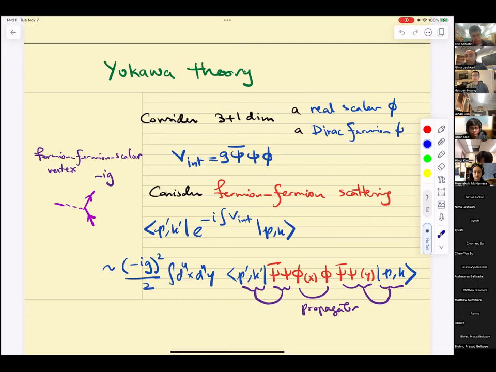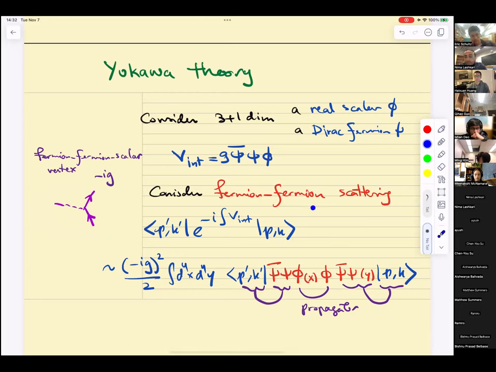There's only one interaction term in the Hamiltonian, so there's only one vertex. The vertex is this: a fermion comes in, a fermion goes out, and this dashed line is the scalar. I could be discussing an antifermion-antifermion-scalar interaction. What does that look like? Recall that the direction of the flow of charge is the direction of the arrow. So that's what it looks like. But let's stick with this. So we're going to talk about the fermion, fermion, scalar vertex.